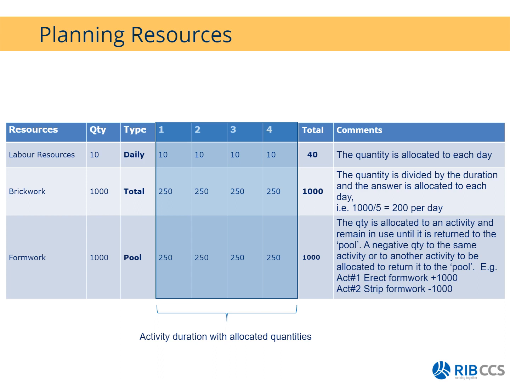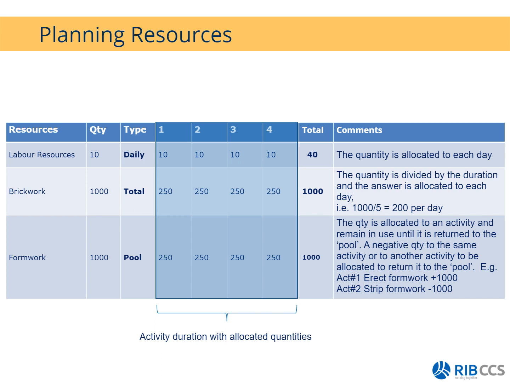Then we have formwork. This is more like your temporary material, right? For temporary material, we will allocate the pool type. How this works is that you take something from the pool, you use it on site, and upon completion of the works, you return it back to the pool. These are for things such as your formwork, your scaffolding, a crane, or whatever the case is.